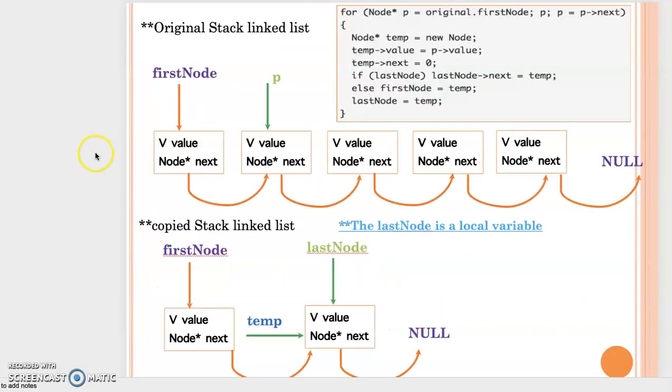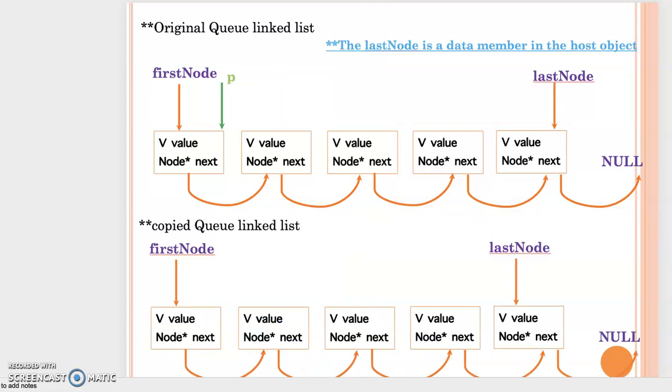You can refer to here if you forgot about the copy constructor or assignment operator we had last week for the stack linked list. Here is the example, so you can refresh your memory. That's the for loop we can use to copy over one by one. This week it will be exactly the same, and we can apply it for the queue linked list. Just one thing: from last week, the last node is a local variable. But this week, when we copy over in the assignment operator, they're still doing the same for loop, but this time the last node is the data member of the host object.